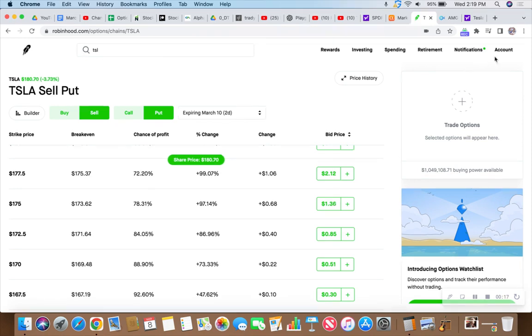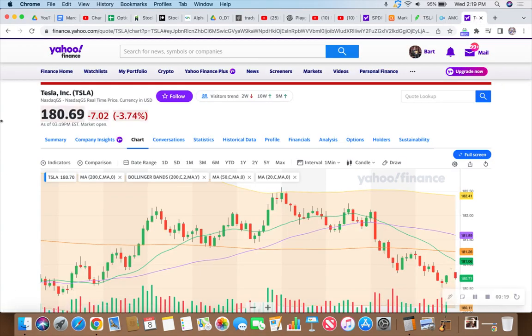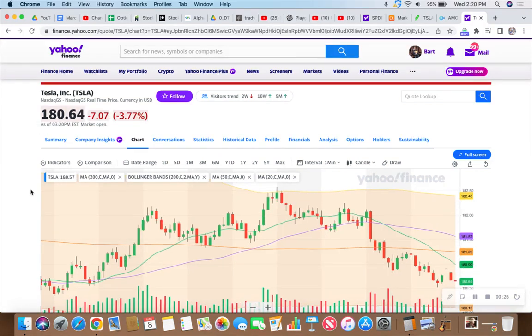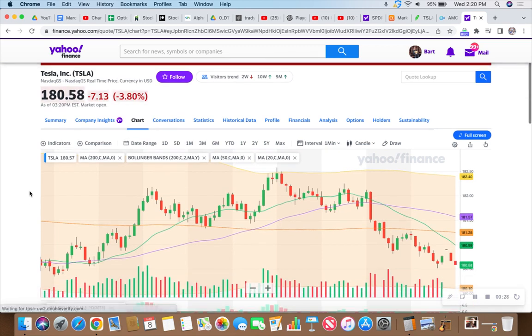Let's take a look at the Tesla. They're having a tough day. When steering wheels start falling off of your car, you're gonna have a tough day, I think. Down $7.07 for the day. Trying to find some lows of the day, 180.52. So let's just take a look.